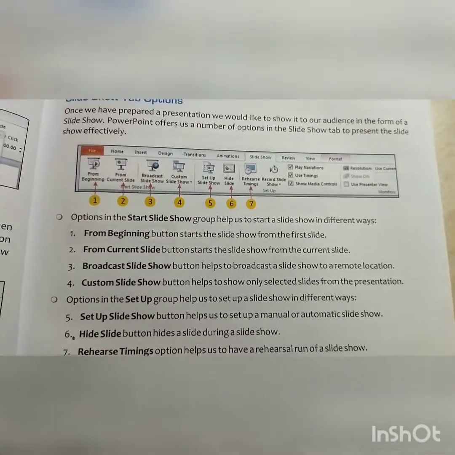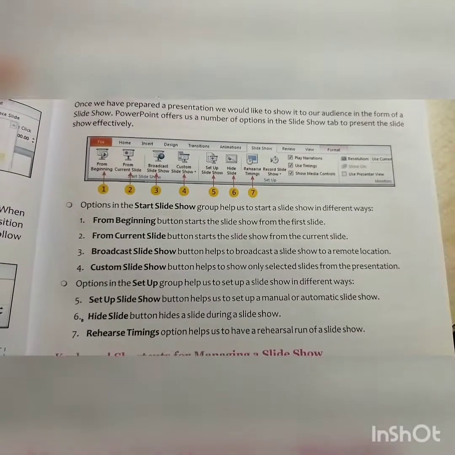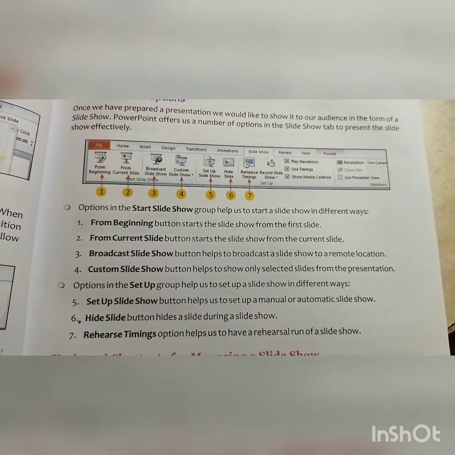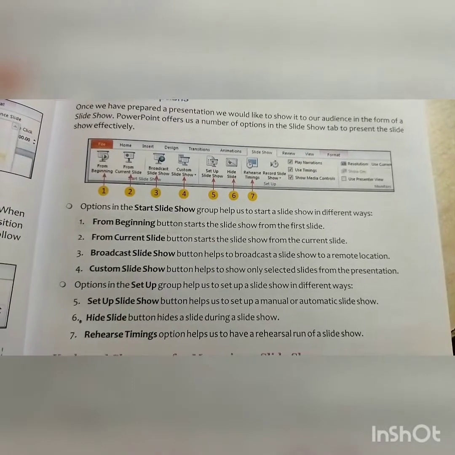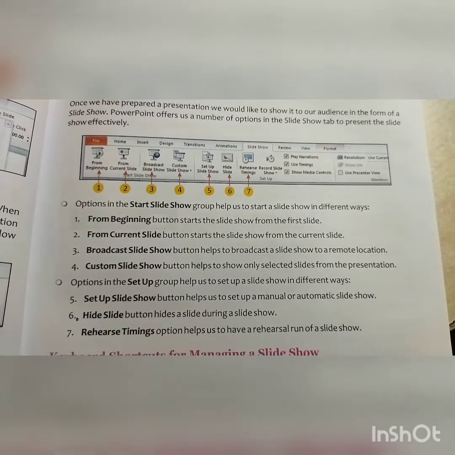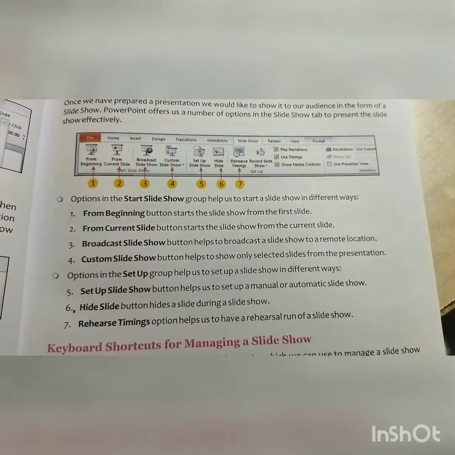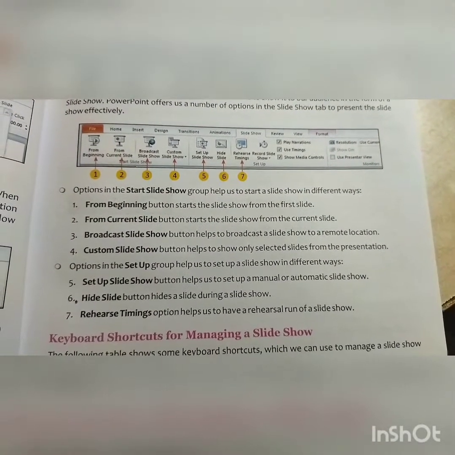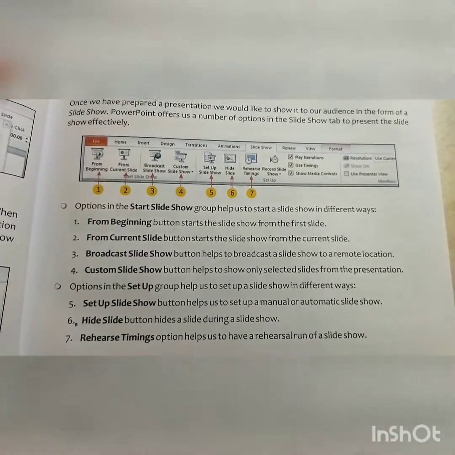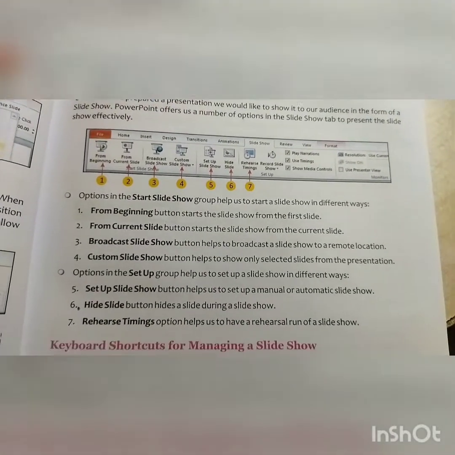Then options in the Set Up group help us to set up a slideshow in different ways. The Set Up Slide Show button helps us to set up a manual or automatic slideshow. Then the Hide Slide button hides a slide during a slideshow. After that, the Rehearse Timings option helps to have a rehearsal run of a slideshow. These are the options of the Slide Show tab.